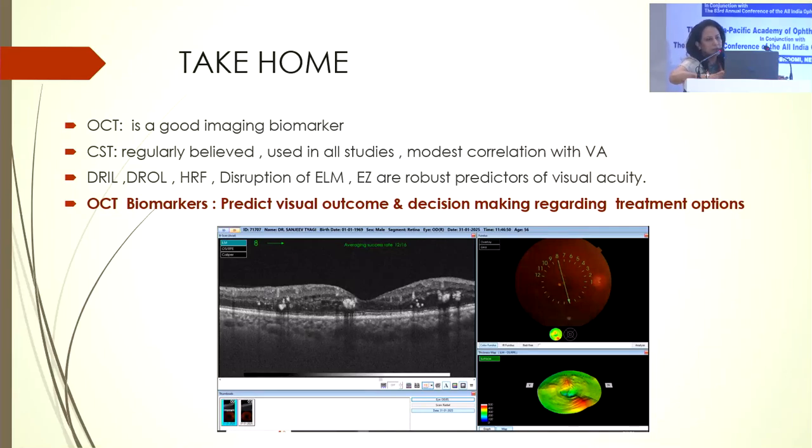So OCT is a very good imaging biomarker, and the central subfield thickness, which was earlier considered a very significant biomarker, we know has only modest correlation to visual outcome, but it is of course a good prognostic sign of the treatment that we are doing. The response to treatment can be monitored very well. The other biomarkers, DRIL, DRIL, HRF, are all much more robust biomarkers as far as prognosis is concerned. And again, just to re-emphasize, these biomarkers make our life much easier by helping us predict the visual outcome and deciding which treatment modality will work best for our patients.